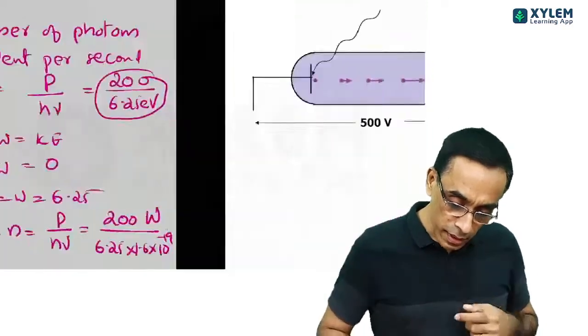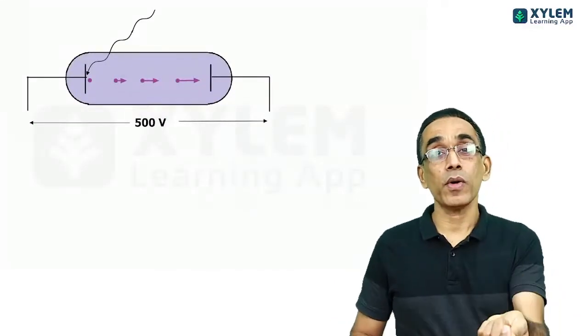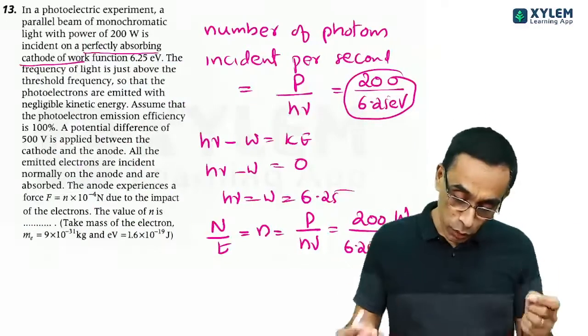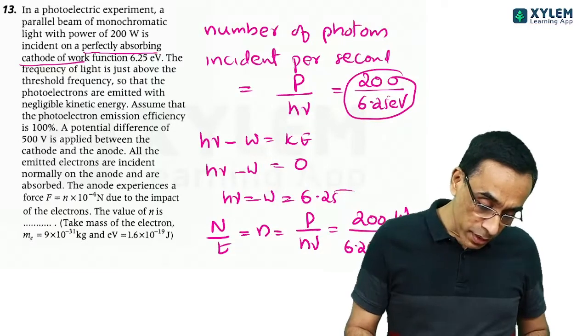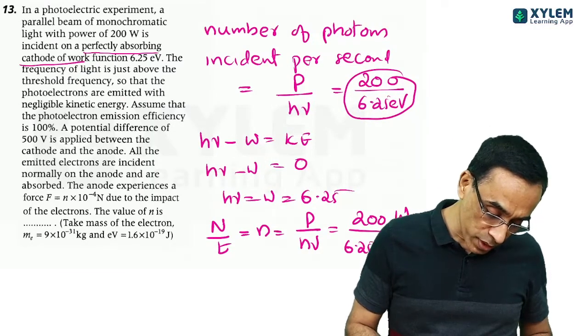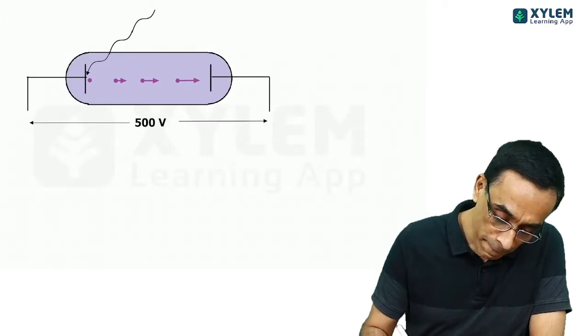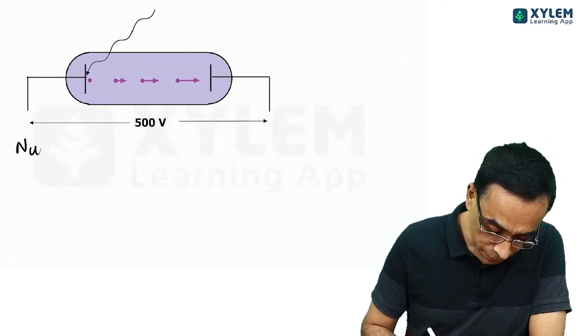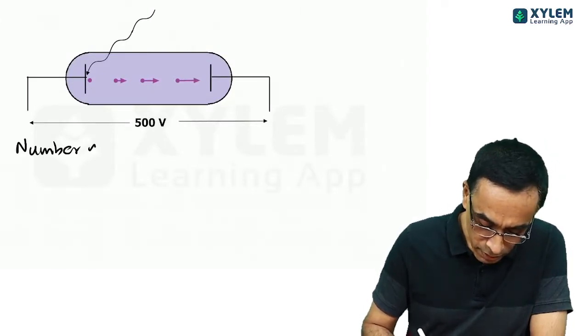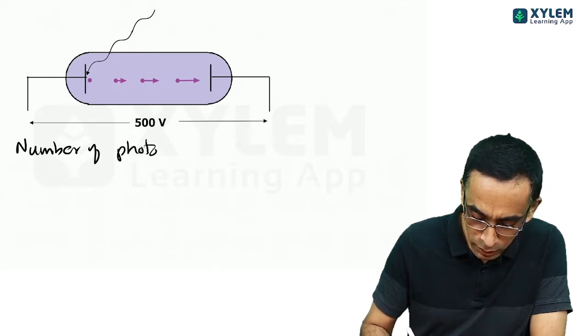Clear? Now, how many electrons are emitted? This is the number of photons incident. With 100% efficiency for photoelectrons, the number of photons emitted equals the number of photoelectrons.